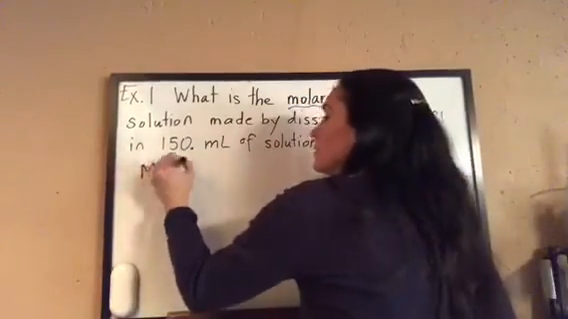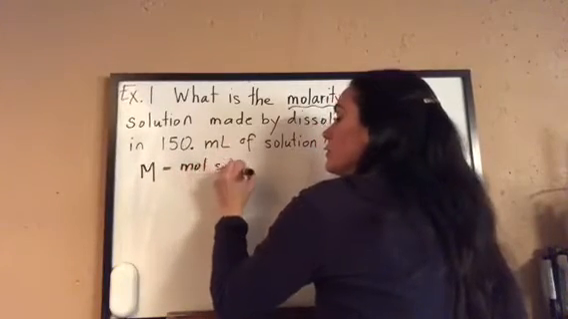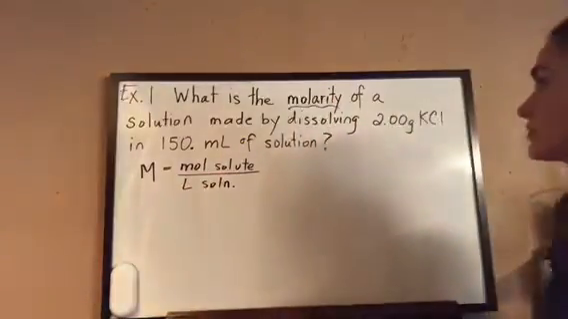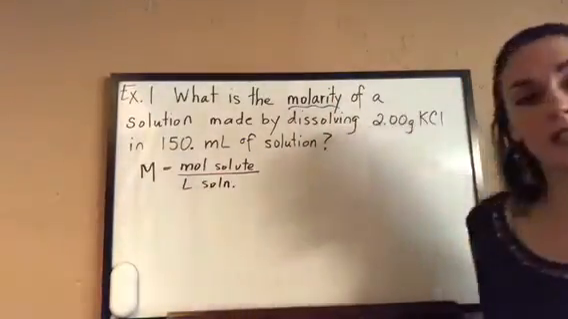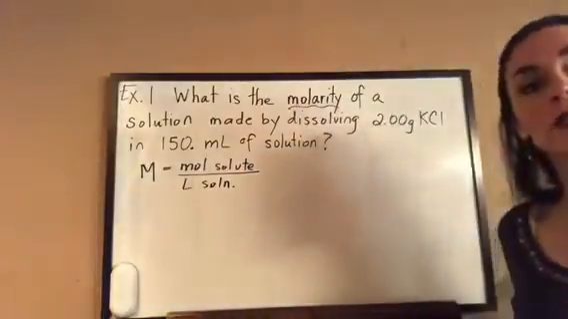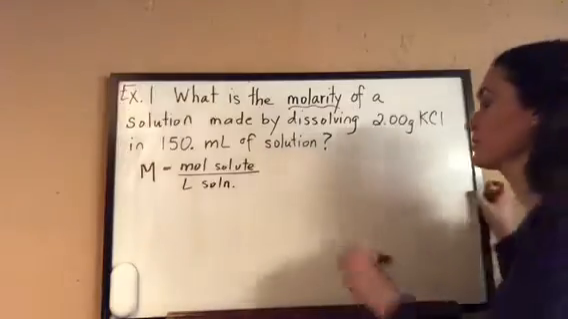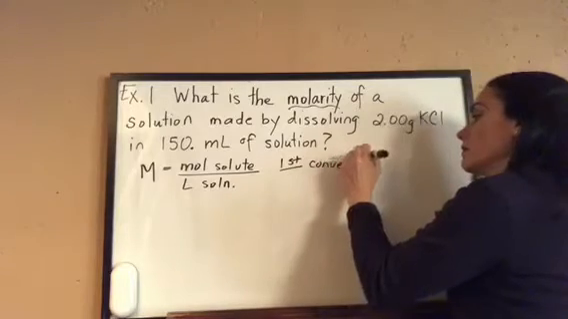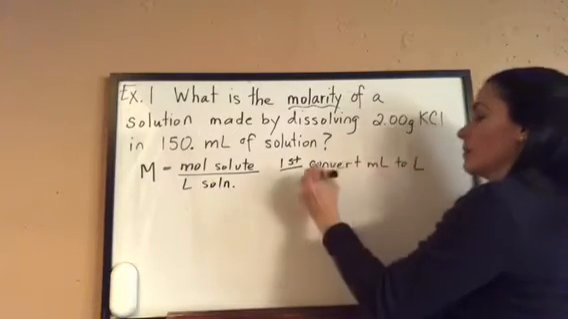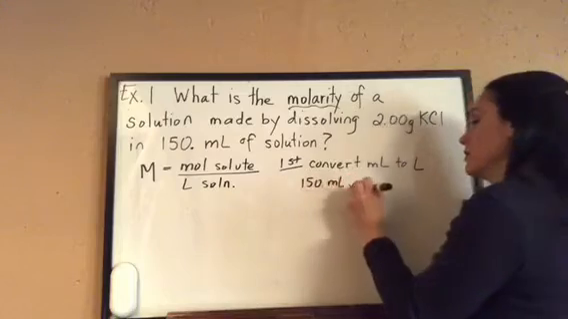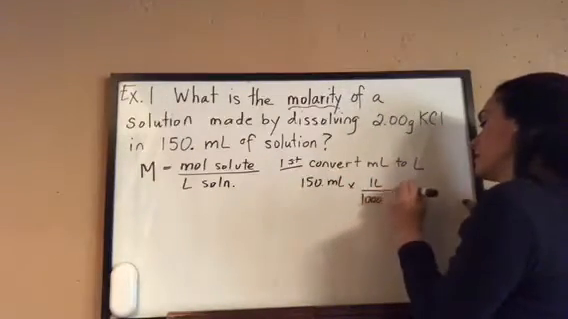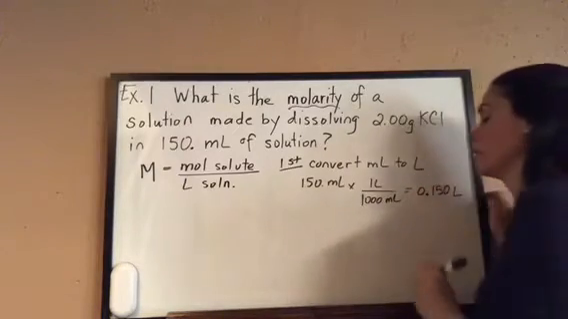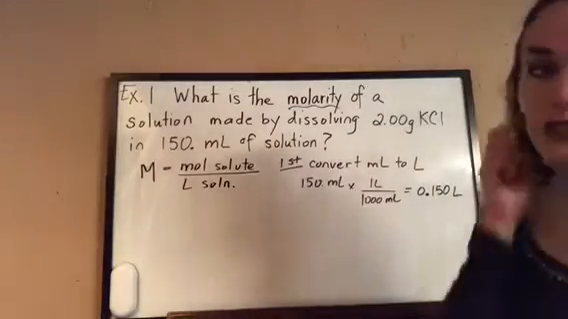Well, molarity is equal to the moles of the solute over the liters of solution. Do we have moles of solute? No, we have grams. Do we have liters of solution? No, we have milliliters. So we need to get these into the appropriate units. First, what's easiest to do is to convert the milliliters to liters. 150 milliliters is equal to 0.150 liters. Okay, that would be the liters of solution.